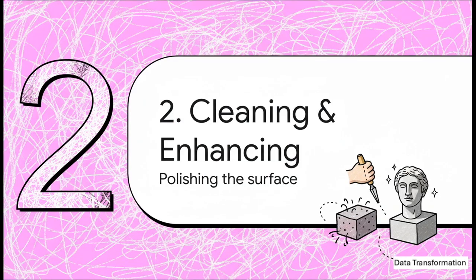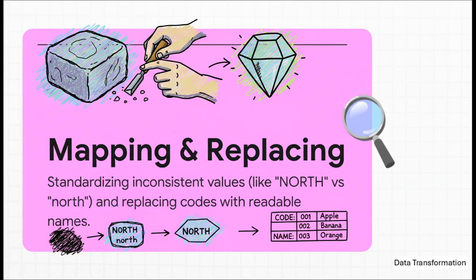All right, we've got our basic form. Now it's time to do some polishing. This is all about smoothing out those rough edges, making sure every little detail is consistent and crystal clear. A huge part of this is mapping and replacing. You see this all the time.